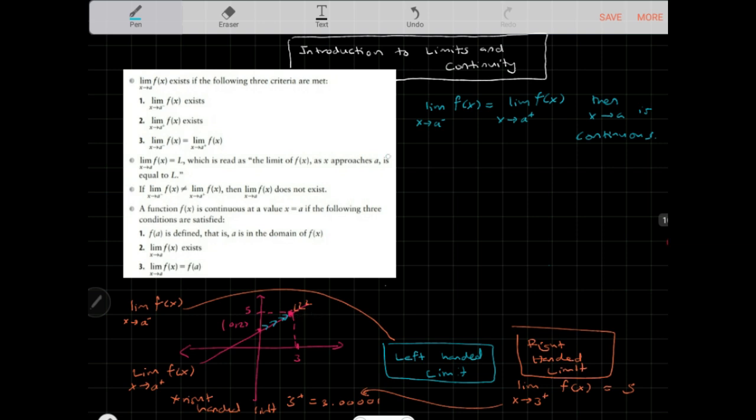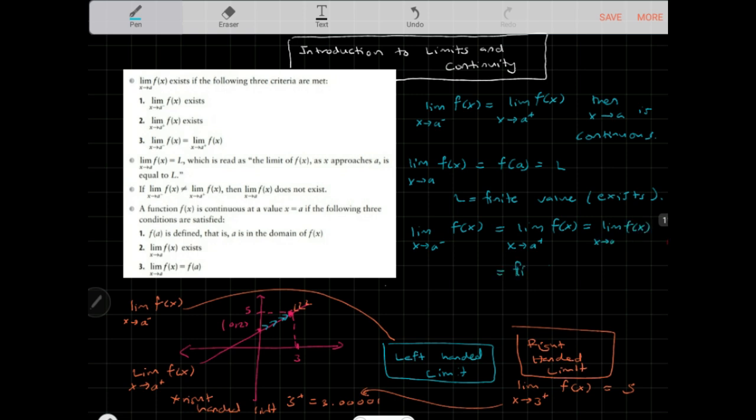Now we also need to show that the limit as x approaches a of f of x is continuous. And when x approaches a, f of x should approach f of a. And this should be a point that exists, right? L is a finite value. And L is a value that exists. Okay, so the criteria here is if the limit as x approaches a from the left side of a is equal to the limit as x approaches a from the right side of a is equal to the limit as x approaches a of f of x, which is equal to f of a, which is equal to L, then the point is continuous at x is equal to a.